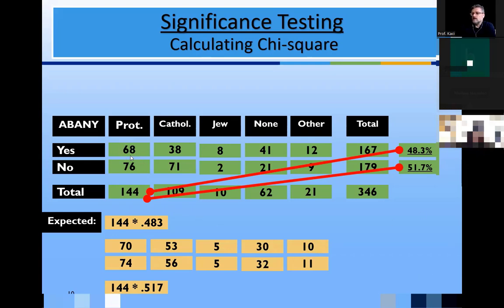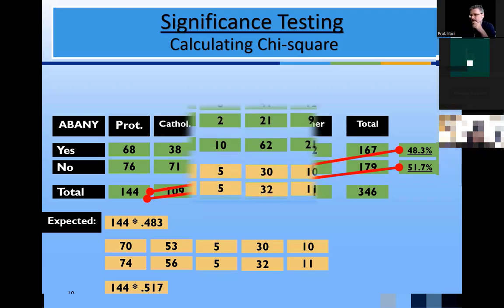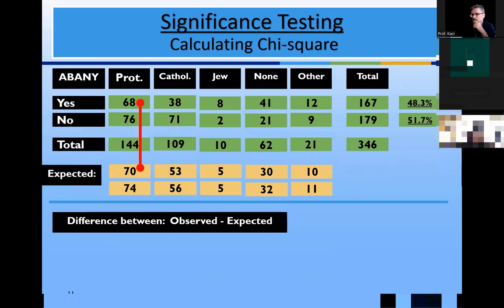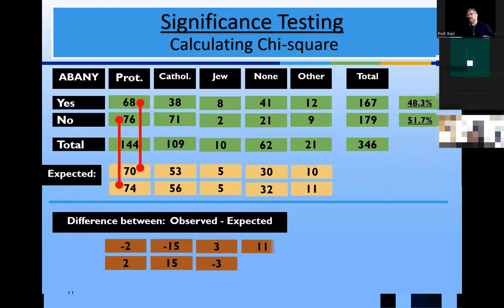Okay, so now we have to look at the difference. What is the difference between observed and expected? Because the bigger the difference, the bigger the idea that these two are associated with each other, the bigger the dependence on each other. Okay, so let's calculate that. So the difference between observed and expected, okay, is -2 and 2, 15 and -15, and so on.